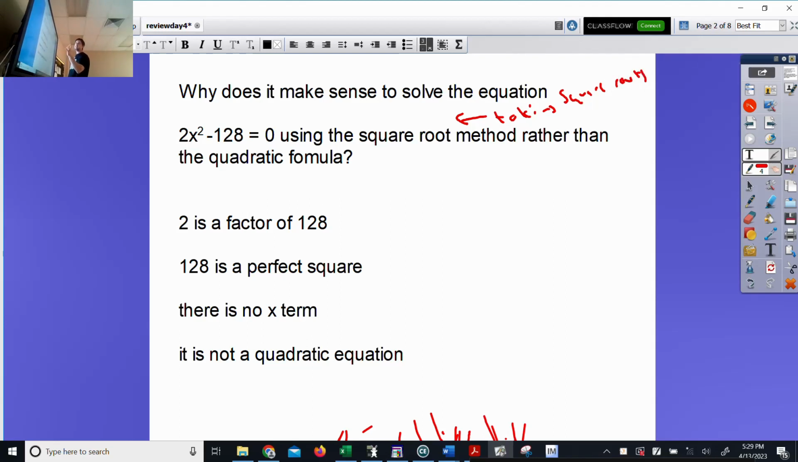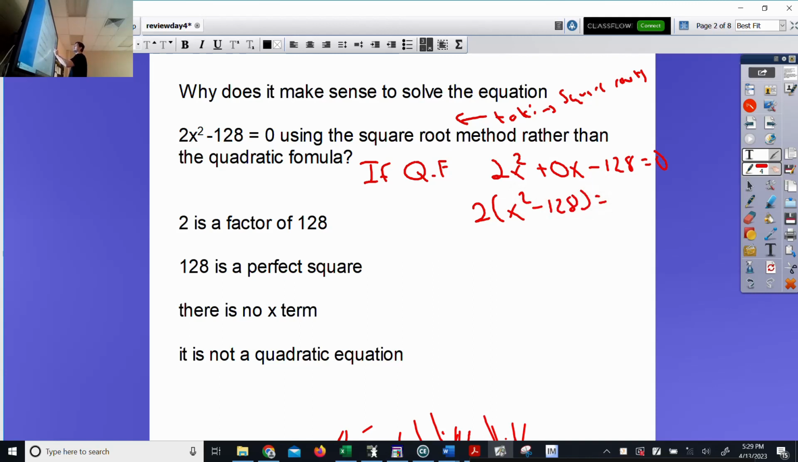Now, let's think about this. If we did the quadratic formula, we would have 2x squared plus no x minus 128 is 0. And there's things we would do. We would pull a 2 out. We'd have x squared minus 128 is 0. Sorry, minus 64. That's kind of the kicker right there.